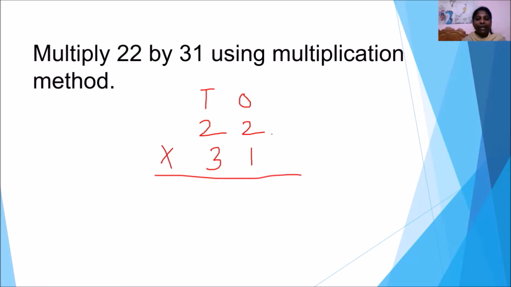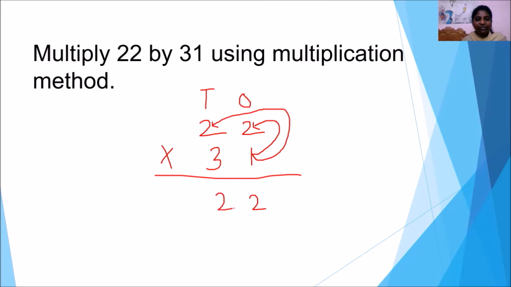Here we are going to multiply the two-digit number with the two-digit number. 22 is the multiplicand, 31 is the multiplier. In the multiplier 31, the ones place we have a 1. First we have to multiply the 1 with the ones place number. Ones place number is 2. 1 2s are 2. Next, you have to multiply the ones place with the tens place digit. So 1 2s are 2.